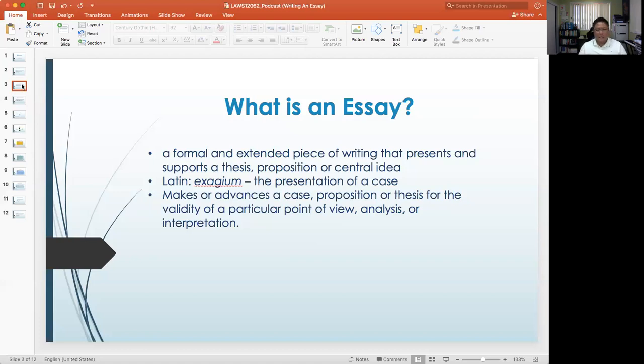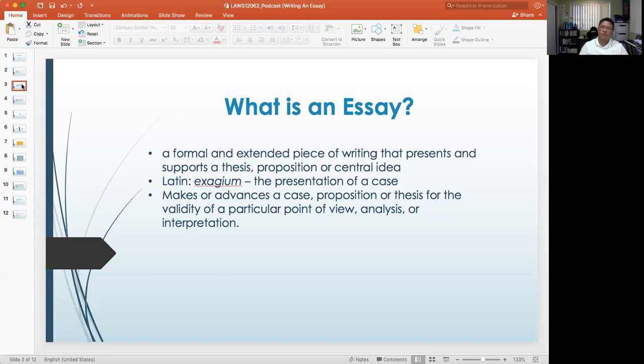It is also extended in the sense that an essay would usually comprise anywhere from at least 300 words to even, in the case of an assessment, for example, in LOS 12062, about 2,000 words. In some cases, you can have an essay which comprises about 10,000 words. In fact, typically at the master's level, students are required to write an essay on a particular topic with a word count of as much as 10,000 words.